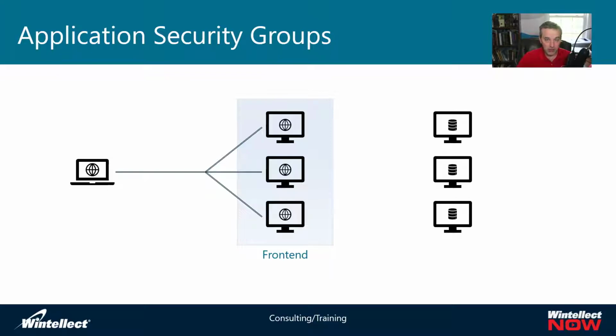With application security groups, what I can then do is take my databases and put those into an application security group and call that backend. And then what I can then do is create policy between my front end application security group and my back end application security group. Even if they're on the same subnet, I can do this.